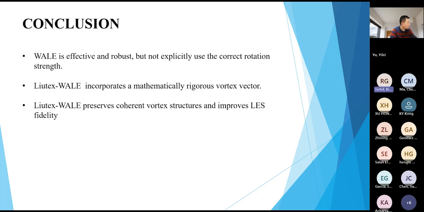To conclude, WALE is effective and robust, but does not explicitly use the correct rotation strength, whereas Liutex-based WALE incorporates a mathematically rigorous vortex vector, and Liutex-based WALE preserves coherent vortex structures and improves LES.